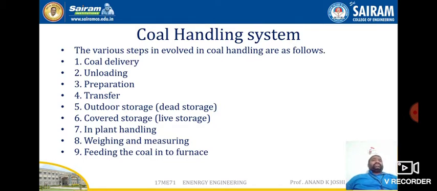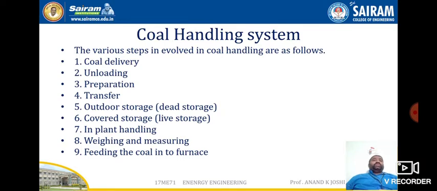The various steps involved while handling coal in power plants are: first, coal delivery; second, unloading; third, preparation, transfer, outdoor storage, covered storage, in-plant handling, weighing and measuring, and feeding the coal to the furnace. So what is coal delivery?